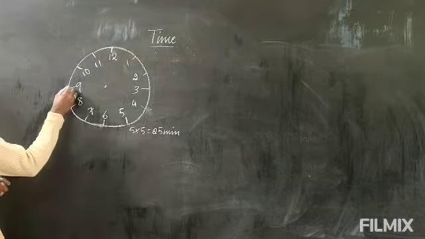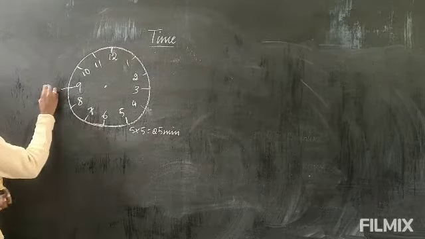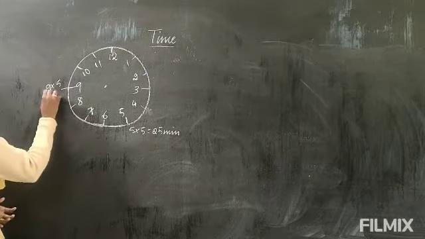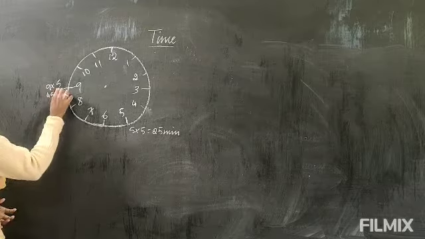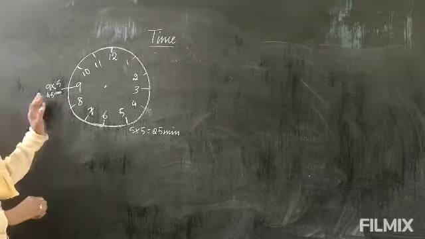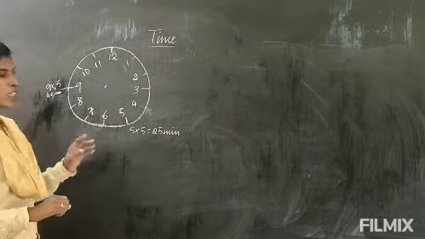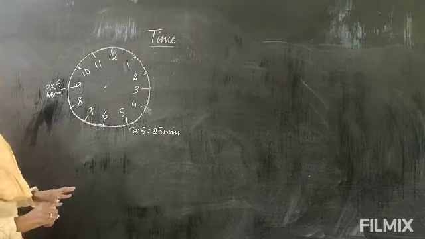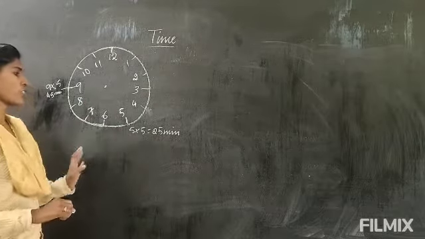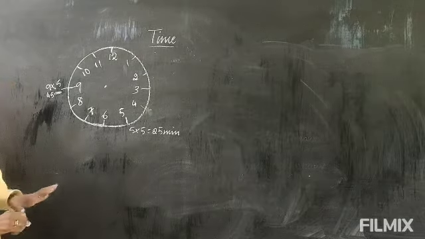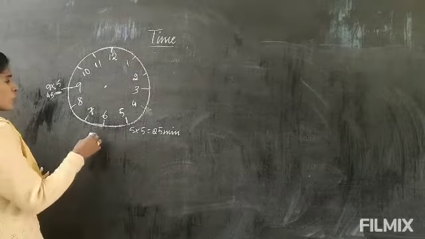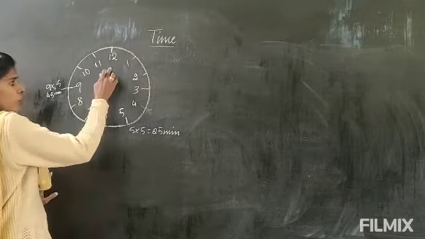Suppose it is in 9. 9 into 5, it is 45 minutes. That way you can write. The hour hand is not difficult. Whichever number it is at, that is the hour you will say. But with the minute hand you have to be careful to find where it is. Again, in other words, you can say it when it is exactly in 12.